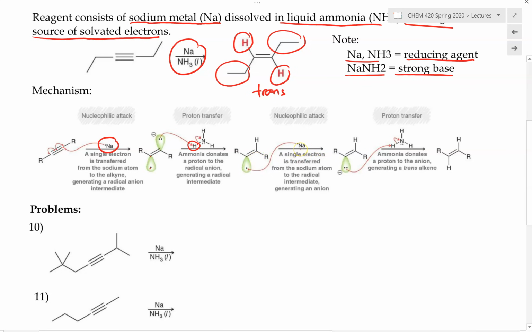Another molecule of sodium will then donate another electron to this radical and convert it into another negative charge, another anion. Once produced, this becomes basic, and can come in and grab another proton from the ammonia. It is basic enough to deprotonate ammonia, because the pKa of ammonia is about 38, versus the corresponding pKa here of about 45. So therefore, this is basic enough to deprotonate the proton from ammonia.